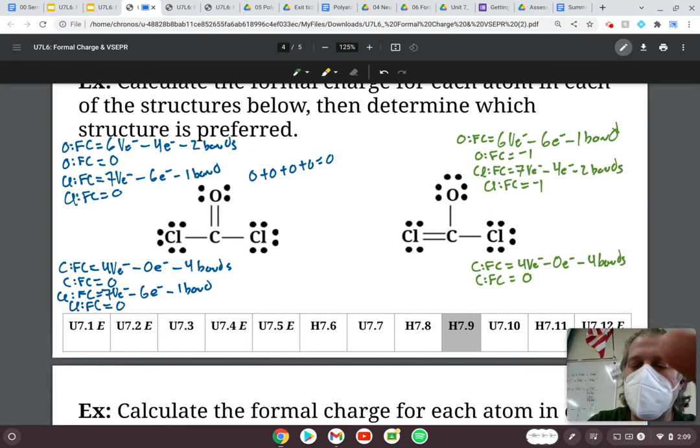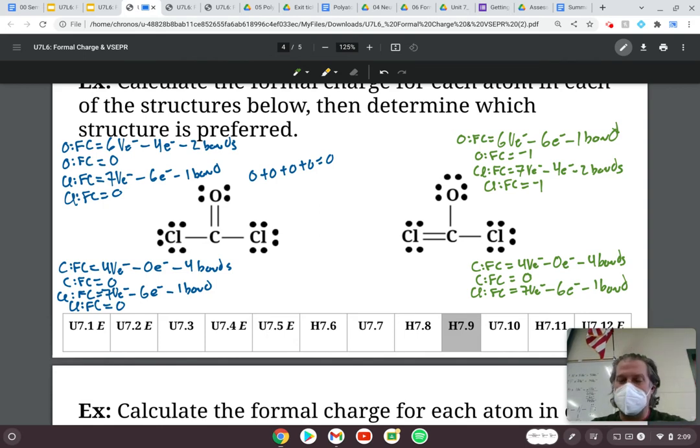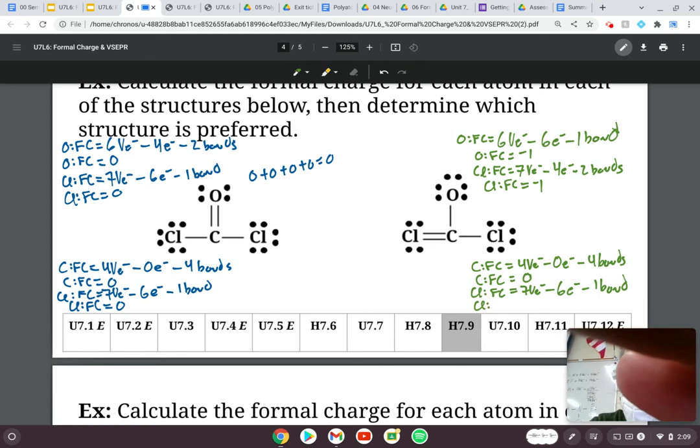And then lastly, the chlorine on the right. Chlorine's formal charge, it brings 7 valence electrons to the table, minus 6 dots, so 6 electrons, minus 1 bond. 7 minus 6 is 1, minus 1 is 0, so that chlorine has a formal charge equal to 0.